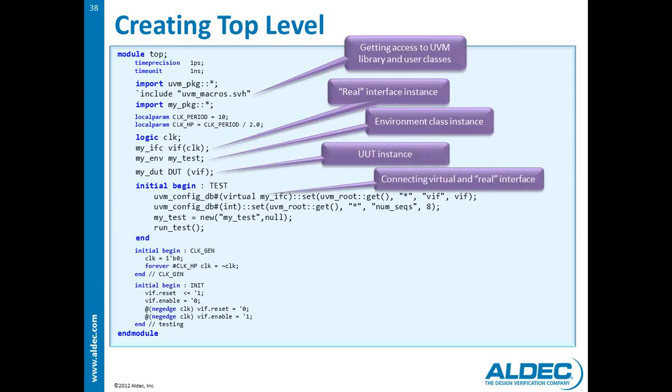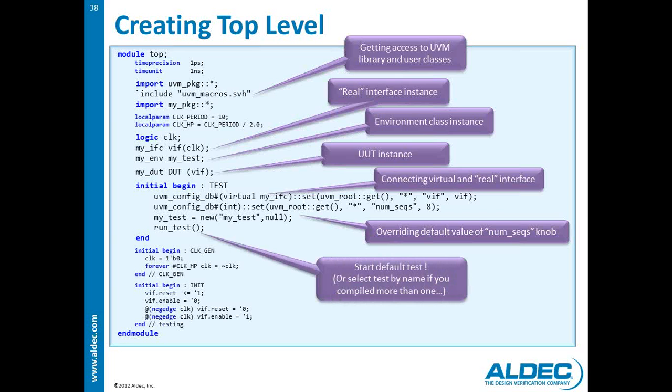Then you can connect virtual and real interface using configuration database call. You can adjust your knobs. So in this particular case, you are overriding default value of number of sequences in the environment. And after those overrides, you can actually create that test and run it. So that's our run test task call. Again, if you had multiple tests, you could call them by name here.